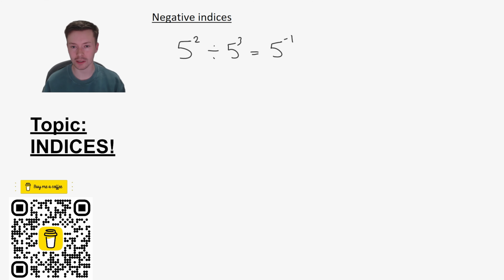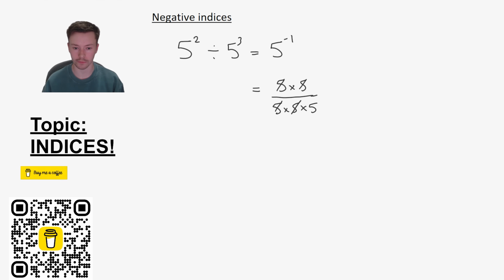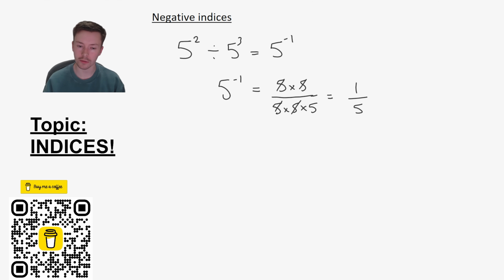Now what I want to do, and this is exactly the same kind of procedure as the 2 to the power of 0 that we just looked at: if I have 5 squared, that's 5 times 5, divided by 5 times 5 times 5. Okay, so we've got something like this. Now again, the 5 on the top will cancel the 5 on the bottom, and the 5 on the top will cancel the 5 on the bottom. So that's going to leave me with 1 on the top and a 5 on the bottom. So 5 to the power of negative 1 has to be equal to 1/5.